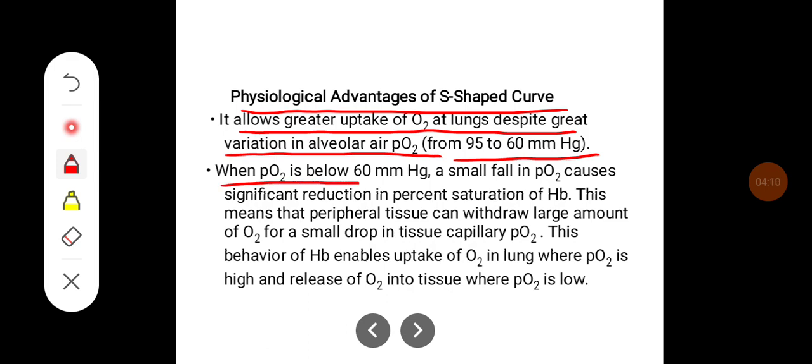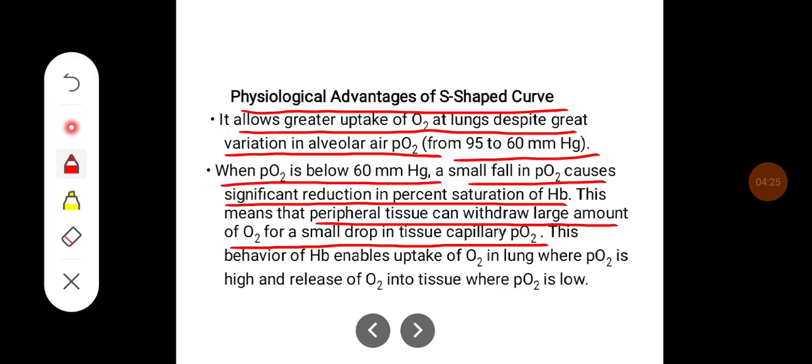And when PO2 is below 60 mmHg, a small fall in PO2 causes significant reduction in the percentage of saturation of hemoglobin. This means that peripheral tissue can withdraw a large amount of oxygen for a small drop in tissue capillary PO2. This behavior of hemoglobin enables uptake of oxygen in the lung where PO2 is high, and release of oxygen into the tissue where PO2 is low.